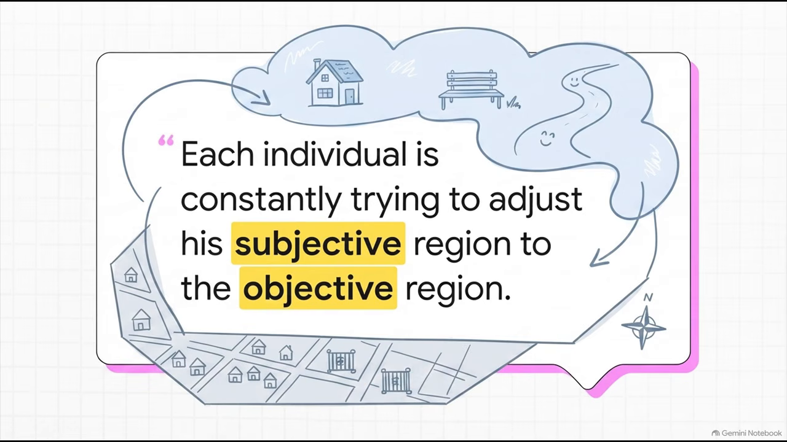Think about that in your own life for a second. You have this subjective region in your head, right? Your own personal feeling of where your neighborhood begins and ends, or where your local community thrives. But that deeply felt, invisible border often clashes with the objective region, like your official zip code or the city limits. Your subjective experience is usually trapped inside a larger, much colder objective boundary, and we spend our lives mentally trying to reconcile those two things.